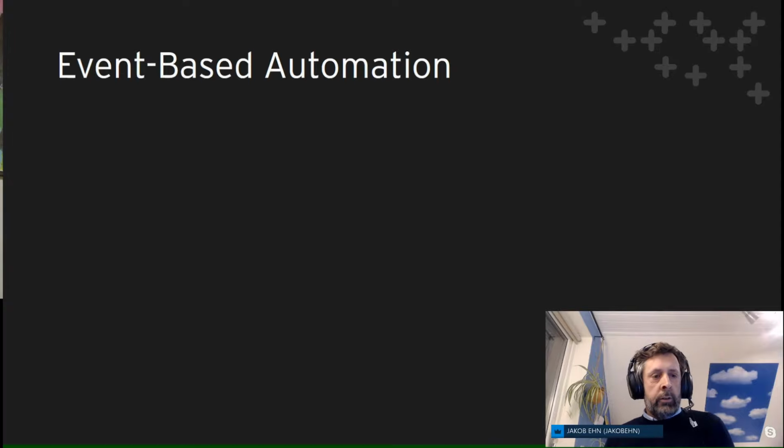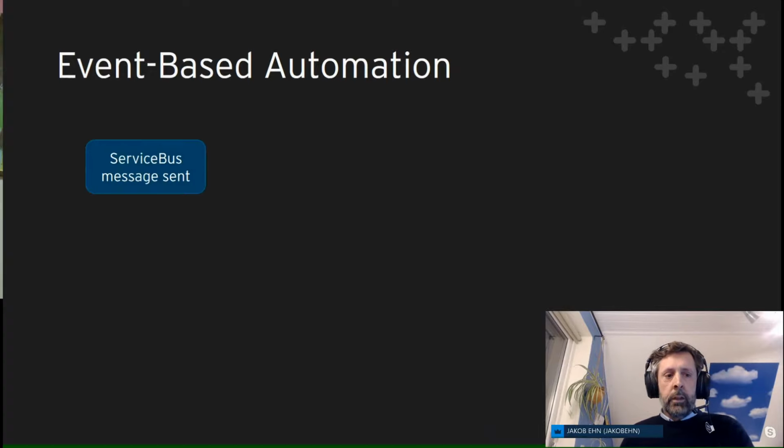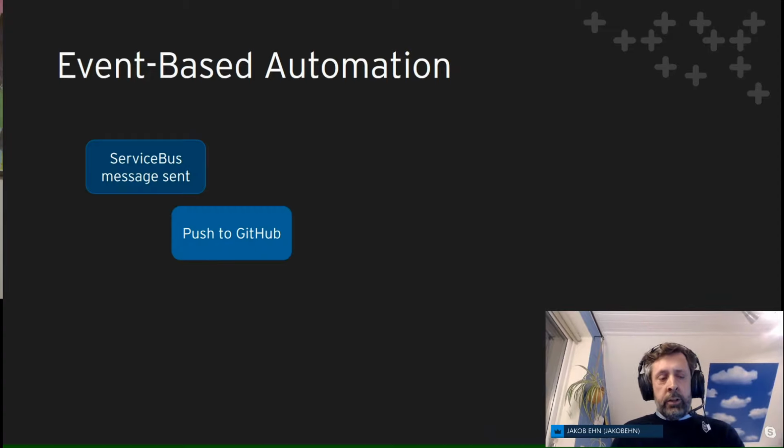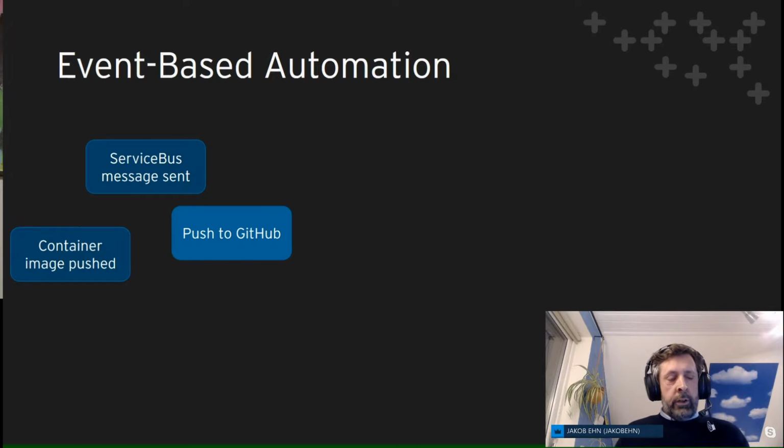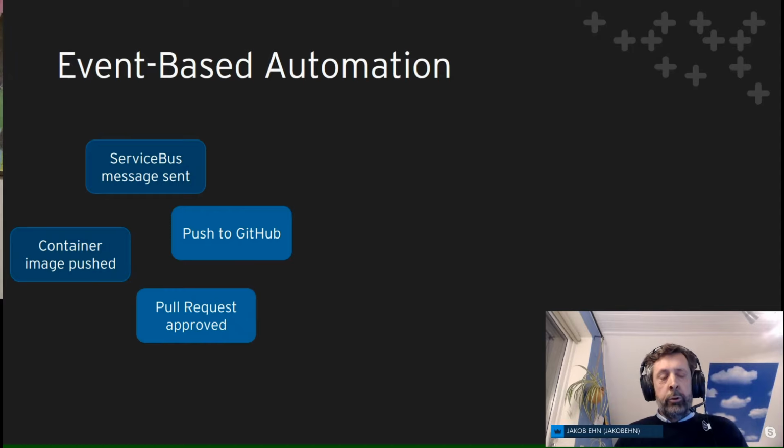Let me just start with talking a little bit about what kind of events I'm talking about here. One typical event that will happen in your application is maybe that somebody sends a message to your service bus. But other types of events that happen in the ecosystem of your applications is somebody does a push to GitHub. A new version of a container image is pushed to a container registry. Someone approves a pull request, and so on and so on.